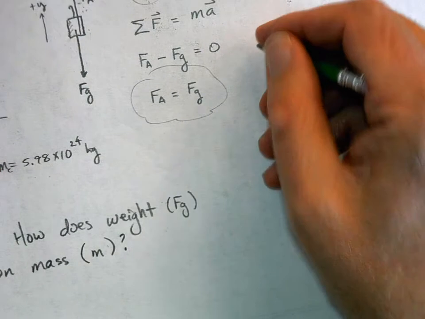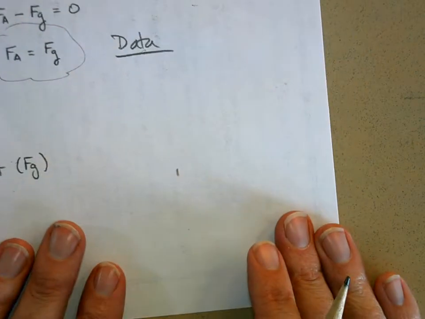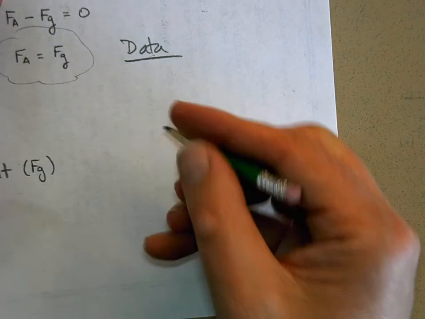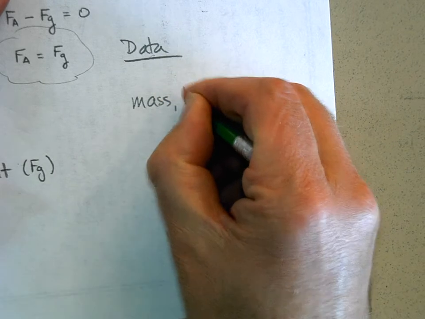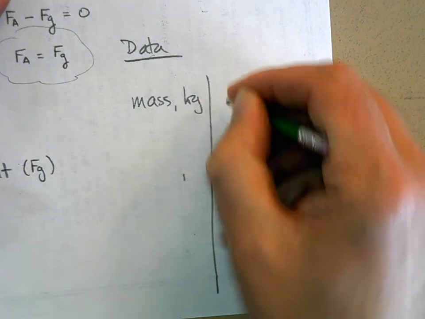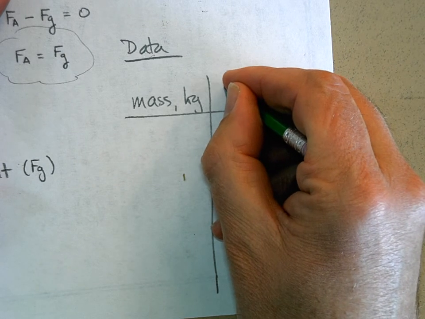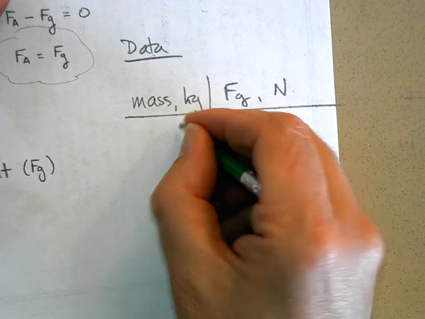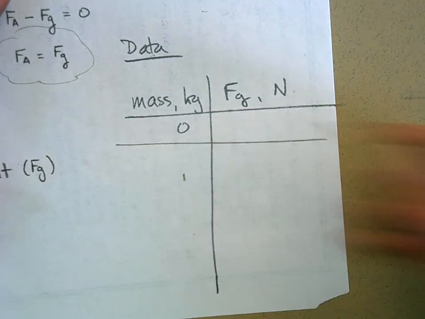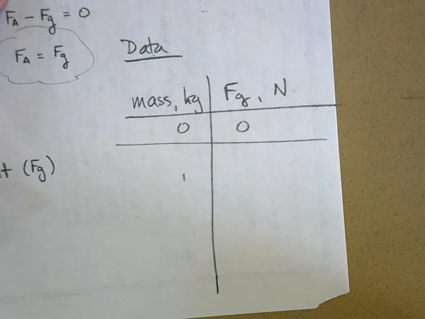And you're going to have a data table. So let's take some data. And the data should help us answer the question. First thing you're going to record is the mass in kilograms. Then you're going to measure the weight, which we're going to call the force of gravity, and measure it in newtons. Now, let's just assume if you have 0 mass, what's your weight? 0. No mass, no weight.